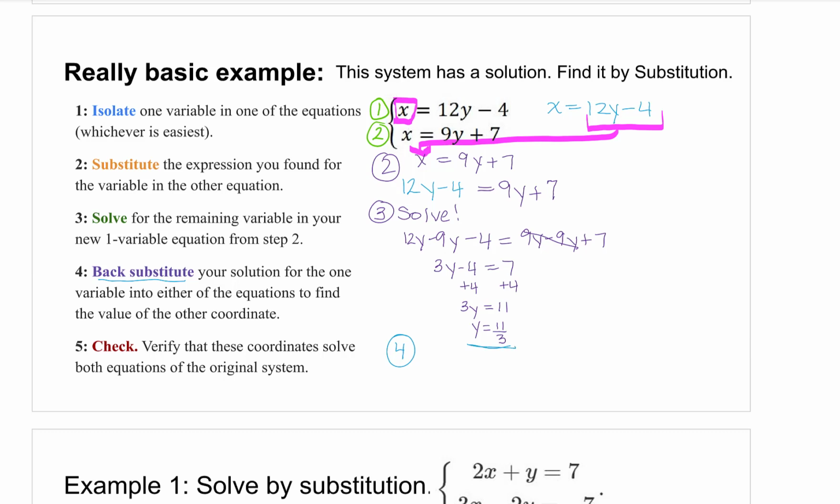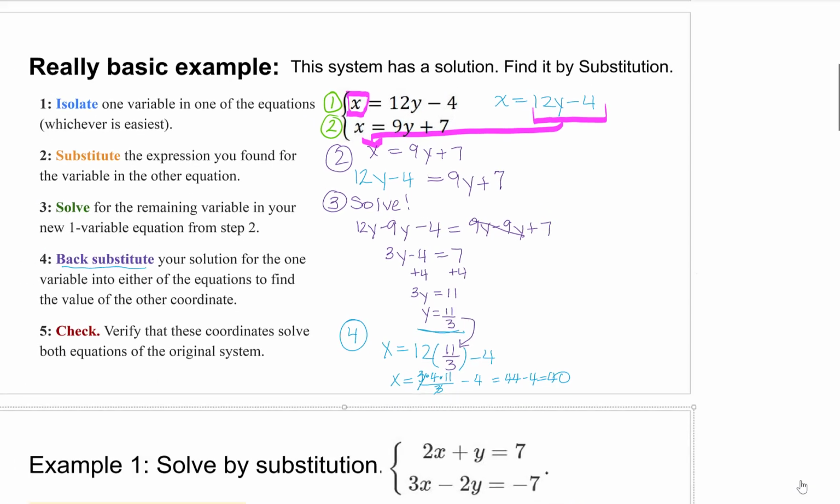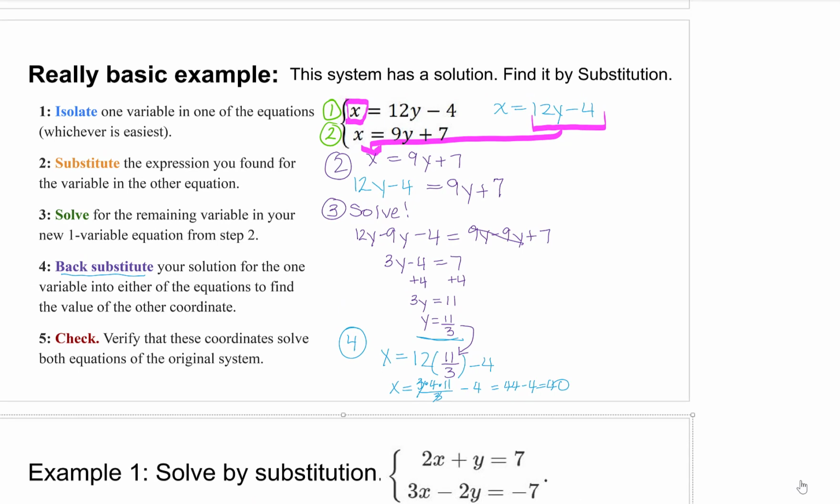So I'm going to take my y equals 11 thirds, and I'm going to go back and look from step 1 at the equation I had that tells me how to find x if I know y. I'm going to substitute in so that x equals 12 times the 11 thirds I found for y, minus 4. And what do I get here? I get x equals, I'm going to rewrite this as 3 times 4 times 11 all over 3. So I can cancel the common 3, minus 4, and I get 44 minus 4, or 40. So now that I know that x equals 40, notice that my candidate for my solution is the point with x coordinate 40 and y coordinate 11/3.